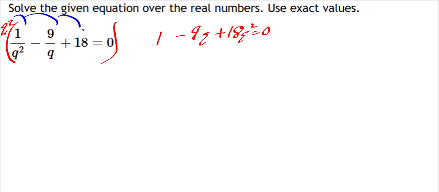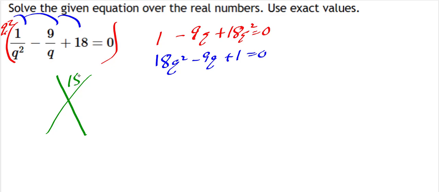Now, so we're going to rewrite it. We're going to say 18q squared minus 9q plus 1 is equal to 0. So we're just going to factor it. So we got 18. What are factors of 18 that, when added together, give me negative 9? Well, it'd be a 6 and a 3. And they both have to be negative. That would suffice. Negative 6 times negative 3 is positive 18. Negative 6 plus negative 3 is negative 9.